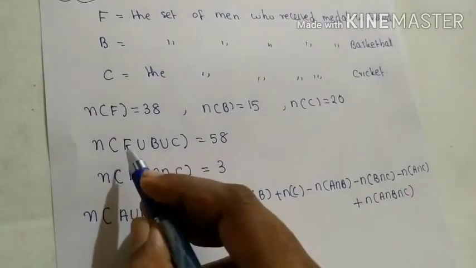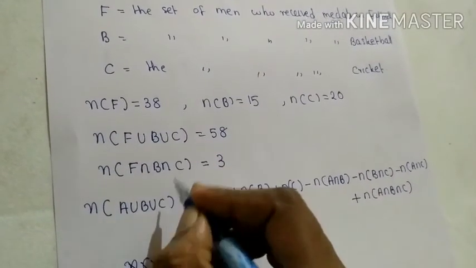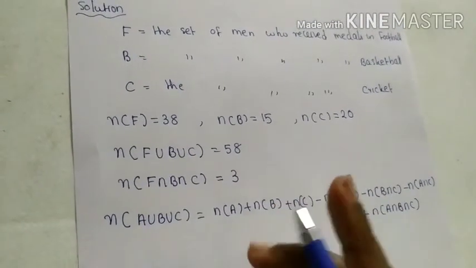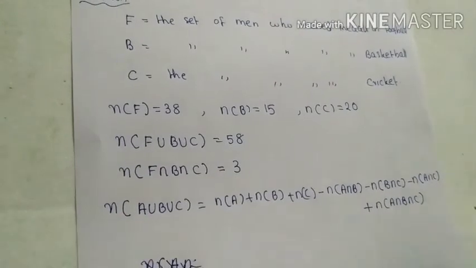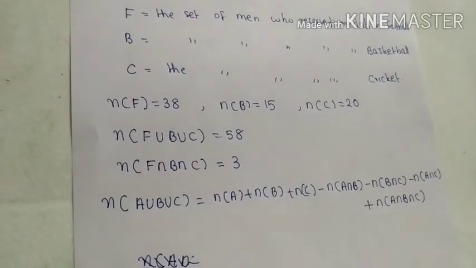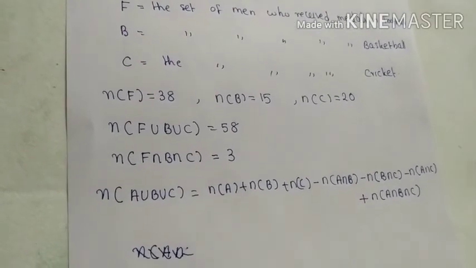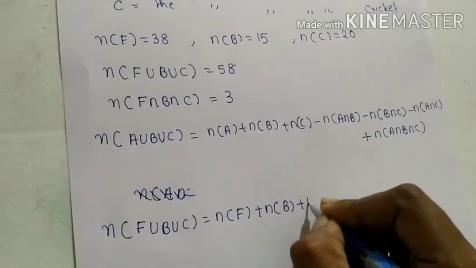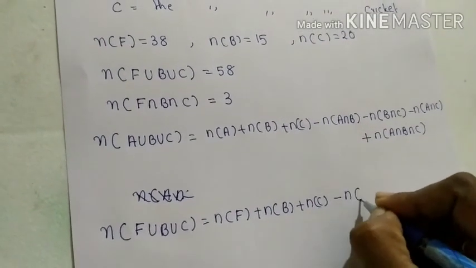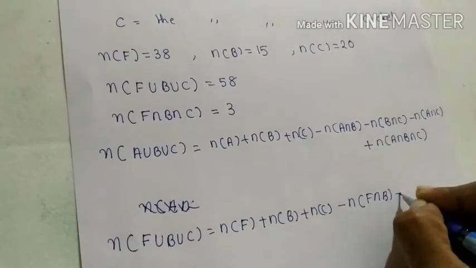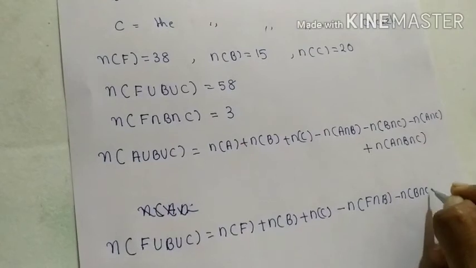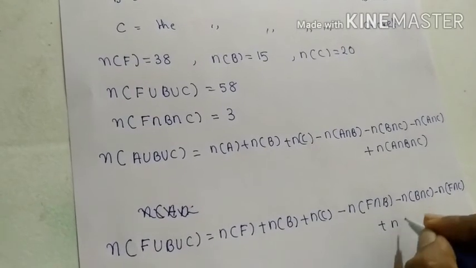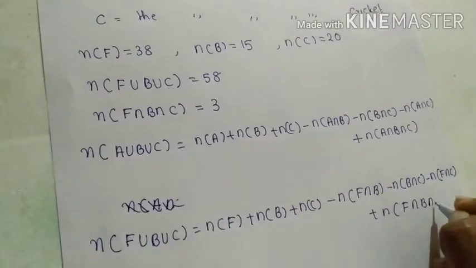Replacing A by F, B by B and C by C. Here C means cricket, B means basketball and F means football. So our formula becomes N of F union B union C equal to N of F plus N of B plus N of C minus N of F intersection B minus N of B intersection C minus N of F intersection C plus N of F intersection B intersection C.